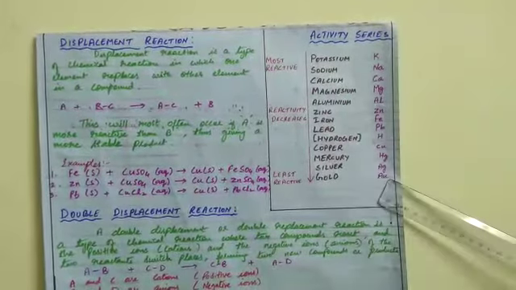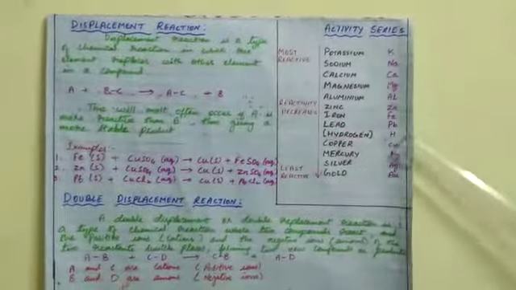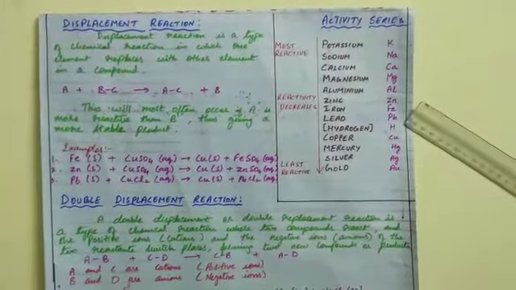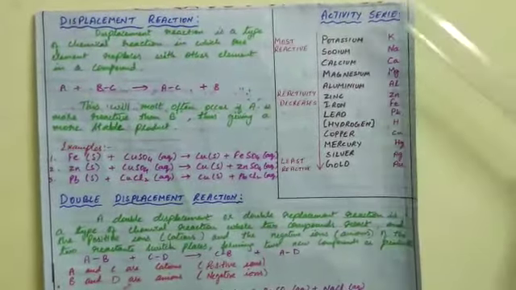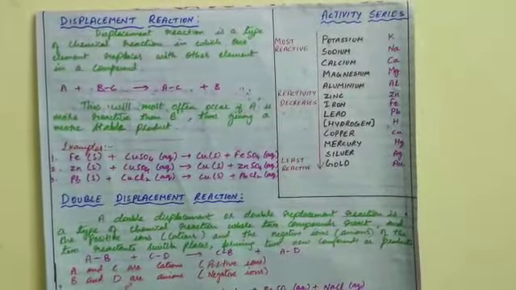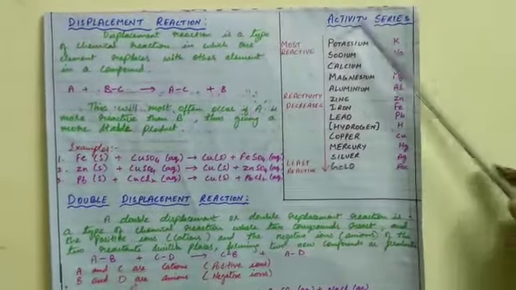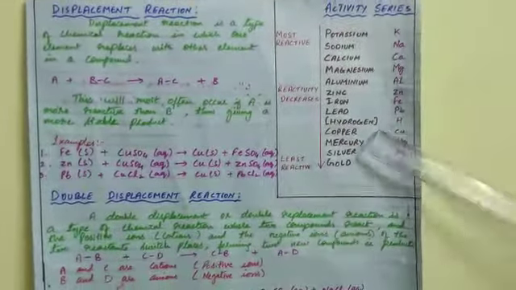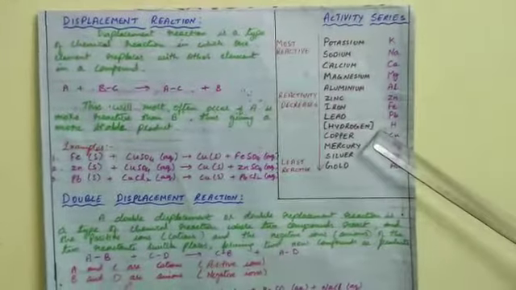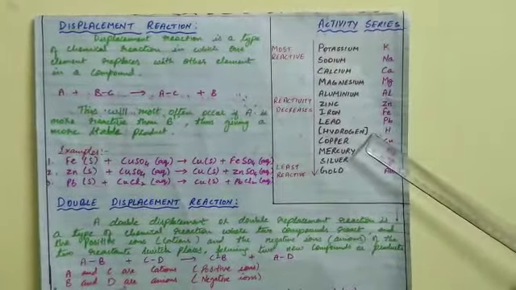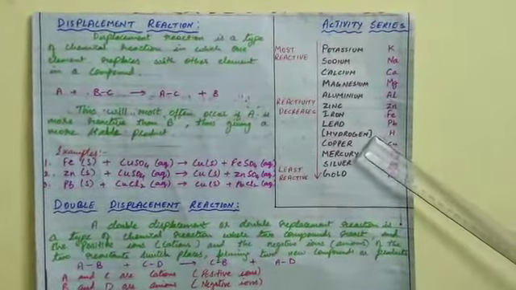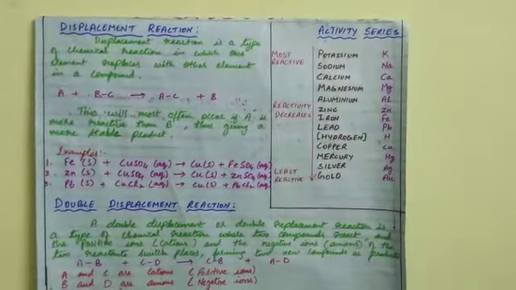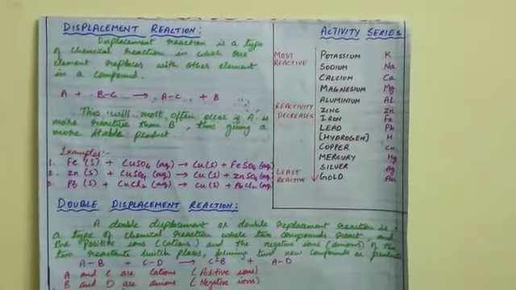Here all the elements are in the solid state. Only hydrogen exists in the gaseous form, so we have written it in brackets. Generally we consider all these elements in the activity series as metals. All metals are in solid form, but only hydrogen exists in the gaseous form, and also hydrogen doesn't come under the category of metals. So we are using brackets for hydrogen. This is all about the activity series.